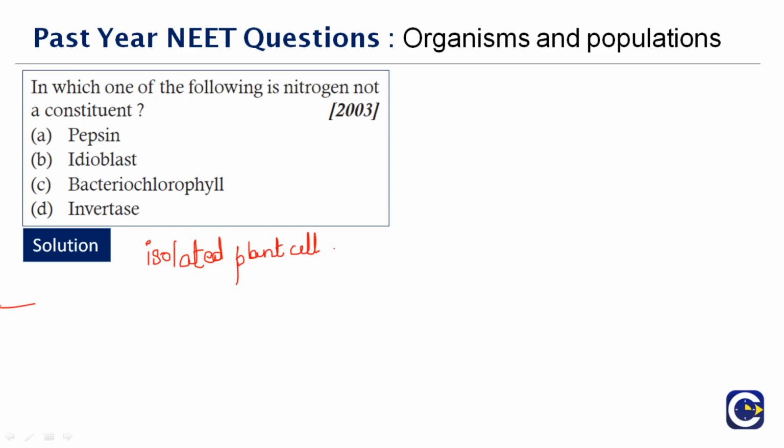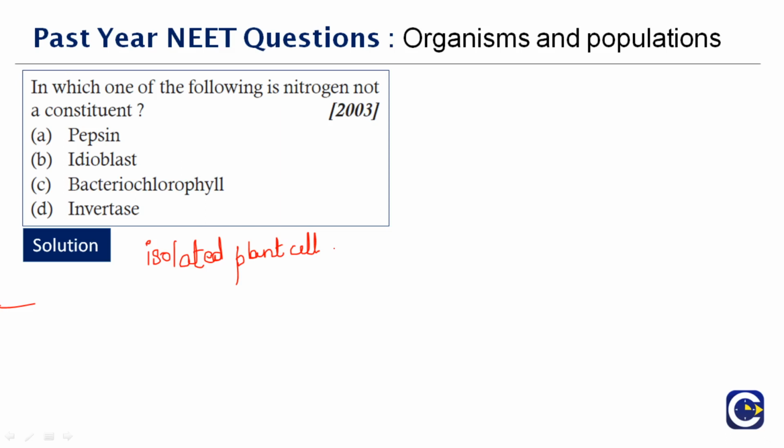What is invertase? This is also an enzyme. Invertase is an enzyme that catalyzes the hydrolysis of sucrose into fructose and glucose. Alternate names given to invertase include saccharase, glucosaccharase, beta fructidase or beta fructosidase. So these are some of the alternate names given to this. Now almost I've given the clue. The right answer is option B, idioblast.